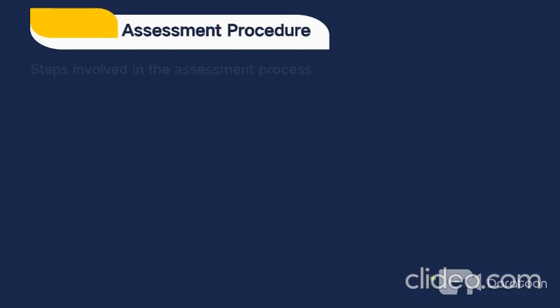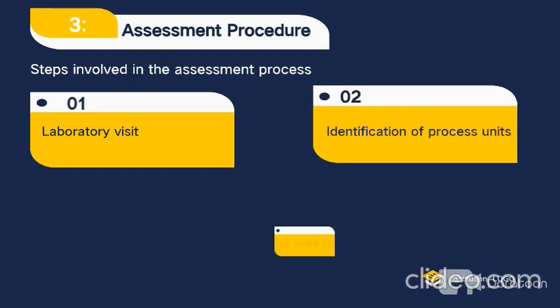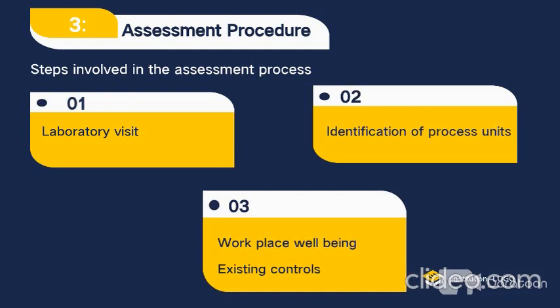Moving on to the steps involved in the assessment process, first I went to the lab and then I identified the process units as the work done by the employees in the lab, and then the workplace well-being and the existing controls for potential hazards in the laboratory.